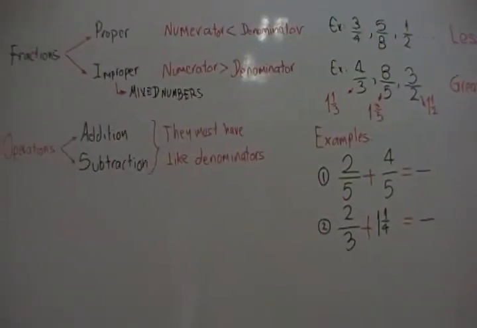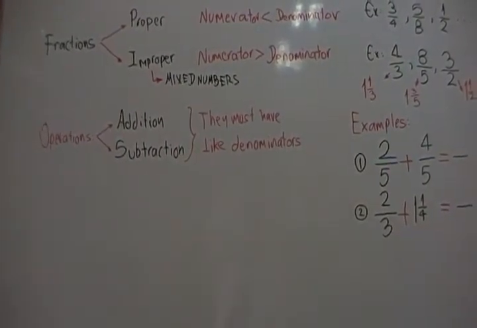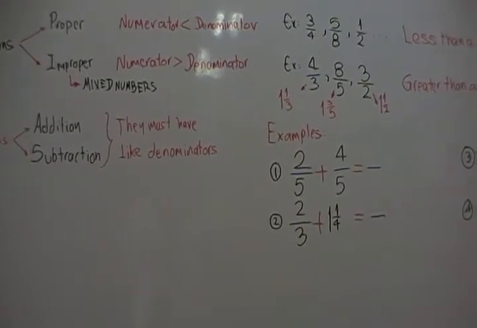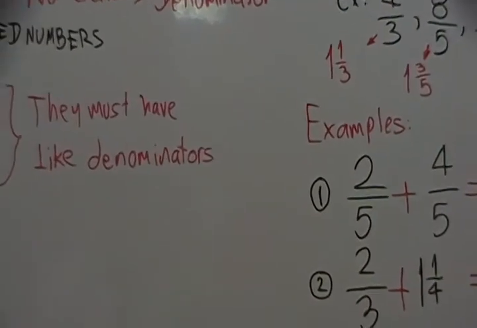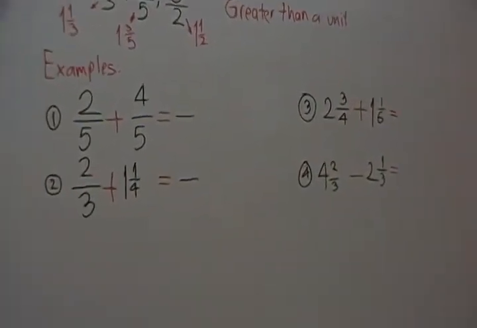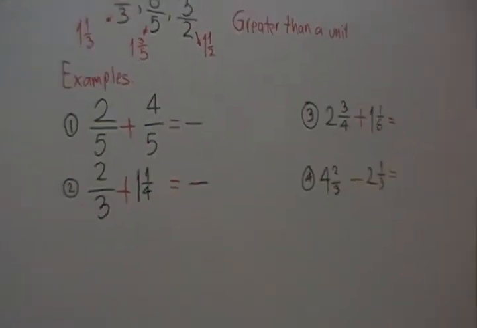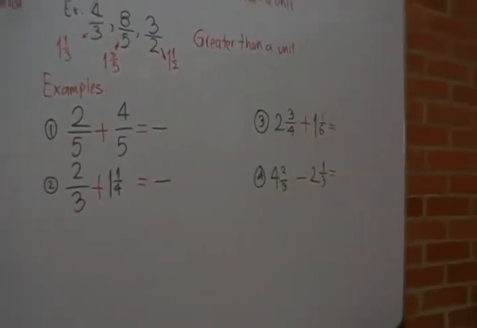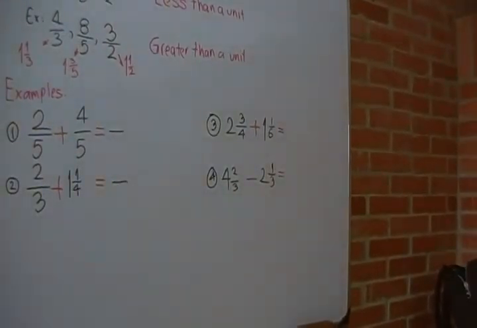So here we have two operations: addition and subtraction. In order to add or subtract fractions, they must have the same denominator. So we have situations like these two, or like this, in which the numerators might be equal or different. So there, if we deal with those examples, they will work like this.